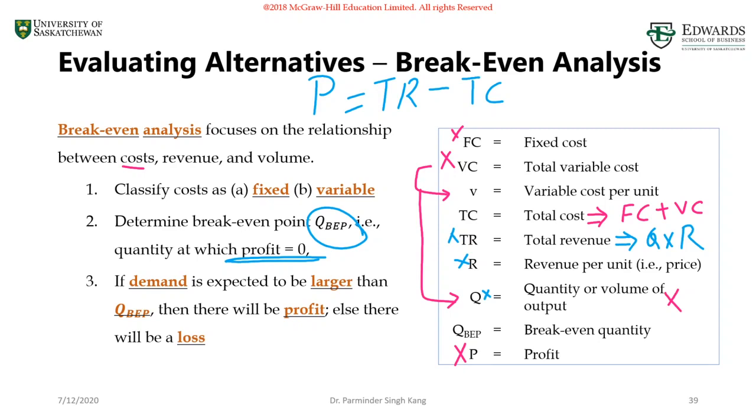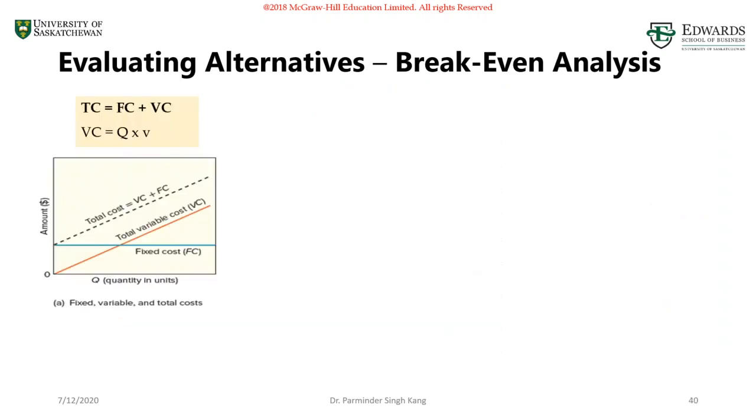So from the above explanation, you're only going to make profit when the demand is larger than the break-even point. On the other hand, if the demand is smaller than the break-even point, you will not make profit, so there will be a loss. Okay, so if you look at the formula for the total cost, as we said in the previous slide, the total cost is a function of fixed cost and variable cost, right? And the variable cost is a function of quantity and the cost per unit.